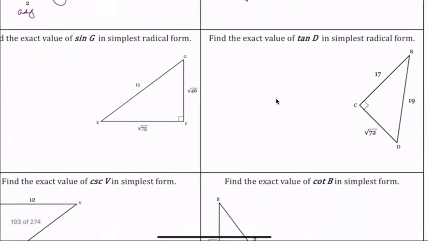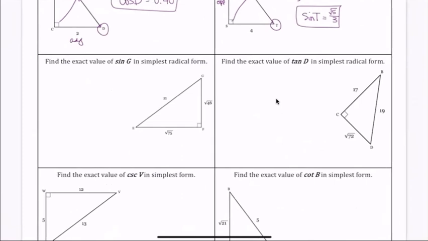Perfect. Go ahead and try these next two. The sine of G and the tangent of D. Just a heads up, tan of D is going to have a radical in the denominator, and you're going to have to multiply by an equivalency of 1 to get that radical out of the denominator. So try these two and then come on back when you're ready.